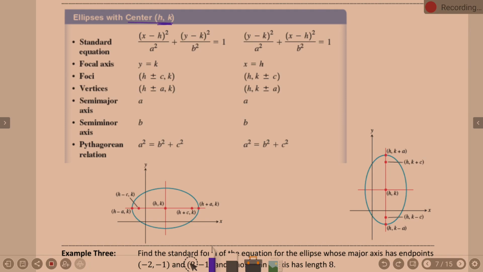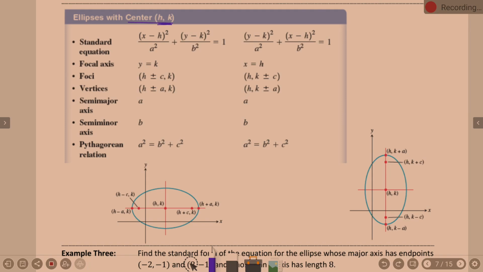So it's the x minus h squared and y minus k squared. It's still over a squared and b squared. You're still in the left column going to have the x first over the larger denominator. In the second column, you're going to have the y first over the larger denominator. Okay? My focal axis now, instead of either being the x-axis or the y-axis, on the left it's going to be y equals k, on the right it's going to be x equals h.